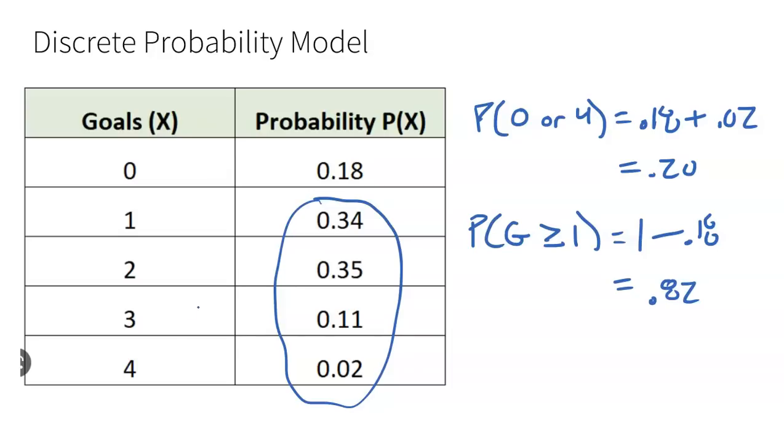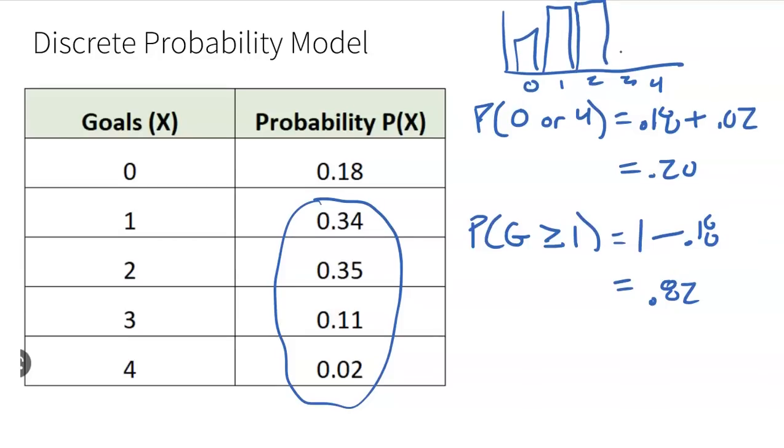All right, now with discrete probability models, we could also get a sense of their shape. That's the idea: when you're working with numerical data, you could think about shape. So just briefly here, if I put 0, 1, 2, 3, 4 goals on my x-axis, and I think about these probabilities, 0 is 18%, and I could have a y-axis here if I want to be super specific, but 1 is much higher at 34%, 2 is even a little bit higher, and this is a terrible graph, I realize that.